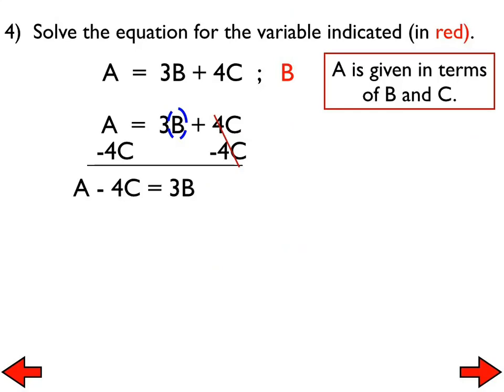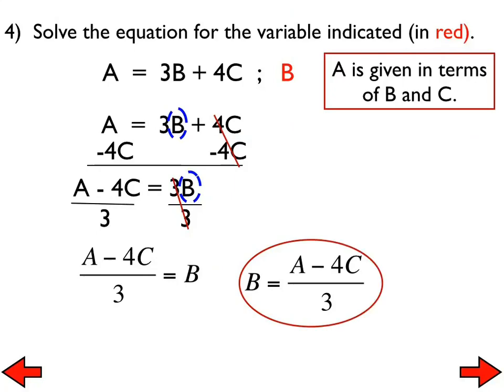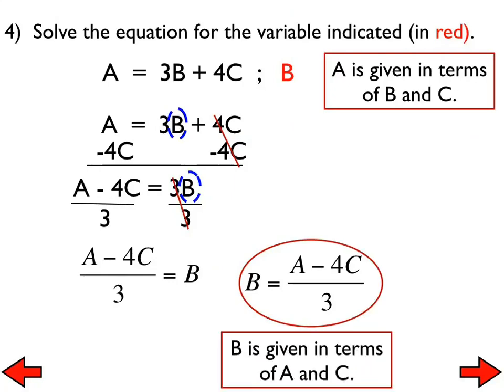Now we have A minus 4C equals 3B. Let's divide both sides by 3, which of course is the division property of equality. And we have B equal to A minus 4C, all of that over 3. B is now in terms of A and C.